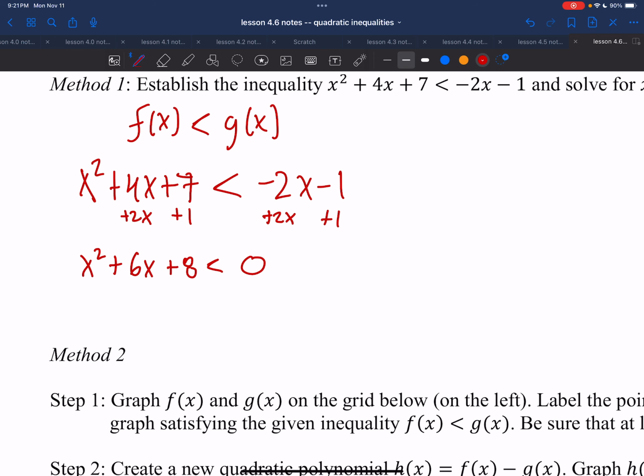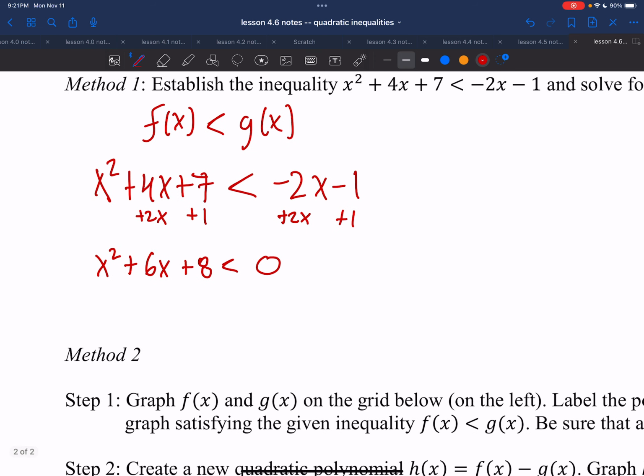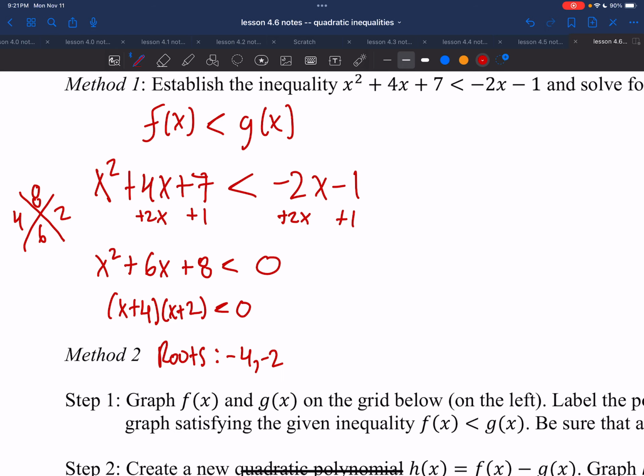So I've got this, and I need to find the roots. We'll check and see if it's factorable, and I'll see that this is 8 and this is 6, so 4 and 2 work. I'm just going to shortcut this factoring and say x plus 4 and x plus 2 are less than 0. That means the roots are negative 4 and negative 2.